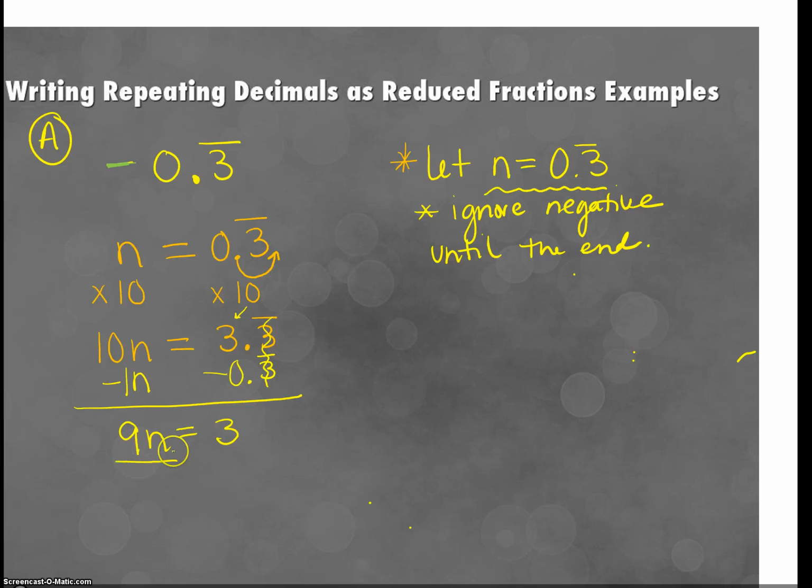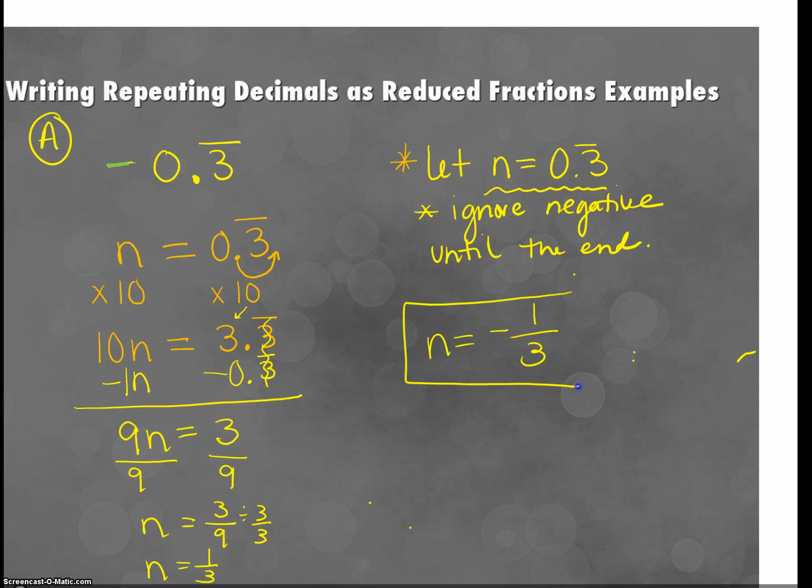Now I can just solve for n by dividing by 9 on both sides to isolate my variable. N is equal to 3/9. Then you always want to make sure you simplify your fraction when you can. And I get 1/3. Now this isn't quite done yet because it was a negative, so I need to make sure I put the negative back on. N is equal to negative 1/3. So you can check in your calculator to make sure you did it correctly. If you divide 1 by 3, you'll get 0.3 forever. So negative 1/3 is equal to negative 0.3 forever.